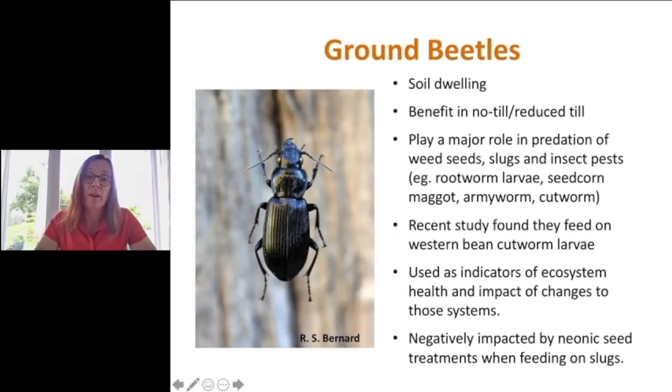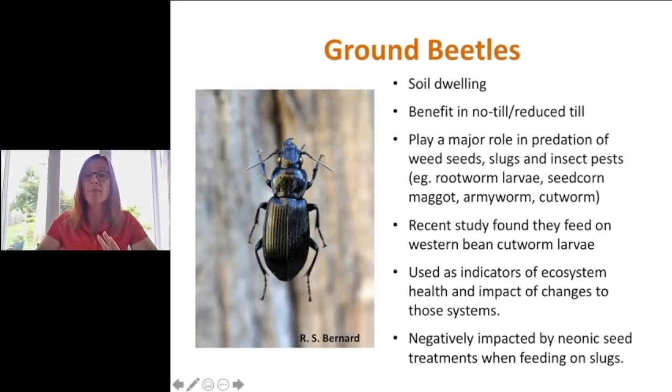Next major group that everybody is at least aware of are ground beetles. They mainly are soil dwelling, on the surface of the soil, but really benefit from no-till and reduced-till scenarios. They play a major role, interestingly, in weed suppression. They are a lot of weed seed feeders, but also feed on slugs and insect pests. And most recently, there's been a study showing that they actually feed on western bean cutworm larvae, which is great because western bean cutworm, as you know, go from plant to plant.